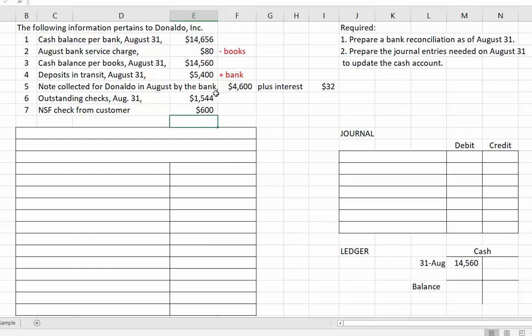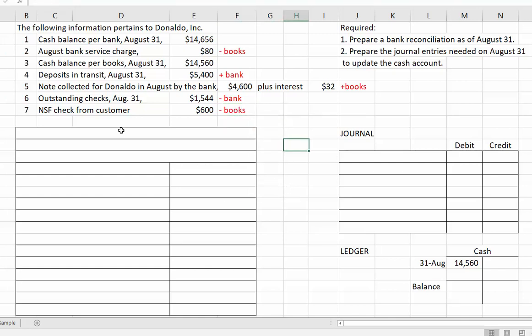There was a note collected, $4,600 plus interest. The bank knows about the note, but we haven't recorded it yet in our books, so we're going to have to add that to our books. Outstanding checks. Remember, we recorded them on our books, but the bank does not yet know about them, right? So that means we have to subtract this from the bank balance. And then finally, we have the NSF check. Remember, the NSF check we didn't know about, but the bank did. The bank took it out of our account, so we have to subtract this from our books.